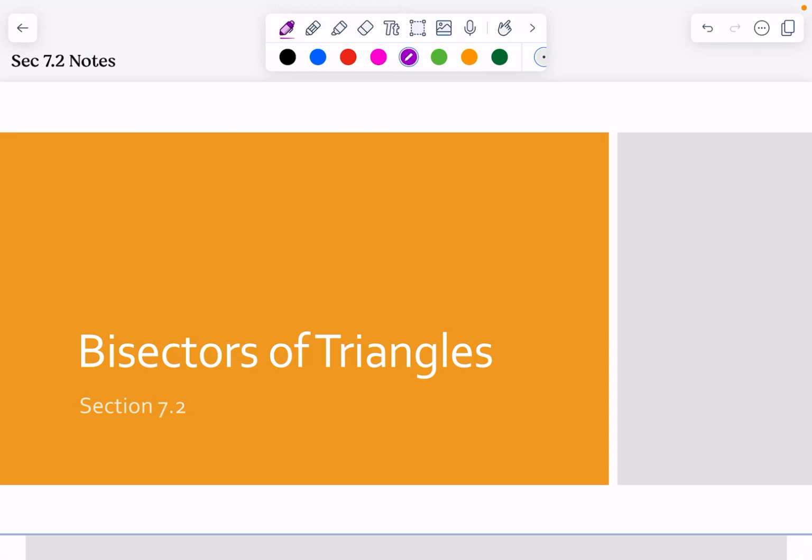We are continuing in Chapter 7. Today we're going to look at bisectors of triangles. So what is this? Well, we're going to talk about perpendicular bisectors, and we're going to talk about angle bisectors, and we're going to put them inside of a triangle and talk about some things that occur inside that triangle.